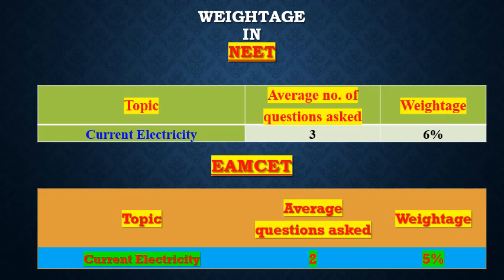Now, in case of NEET, they usually ask three questions on average from this chapter. In EAMCET they have asked around two questions, and 4 marks will be given for this. So we just concentrate on current electricity first.